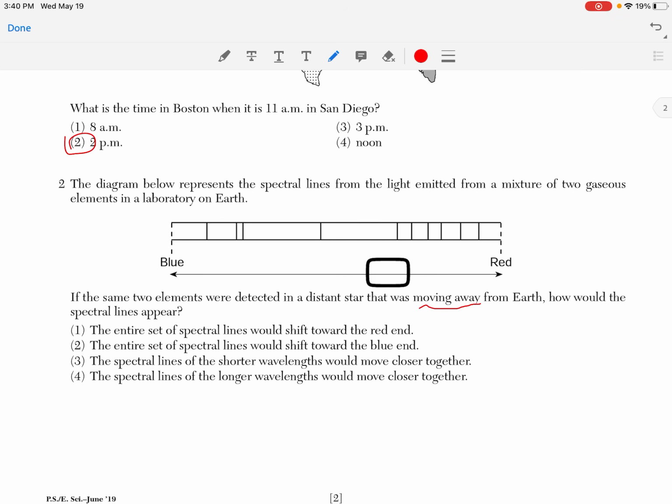And if you remember from class, we said that anything that's moving away is going to be red shifted. In other words, the spectral lines will be shifted towards the red end of the spectrum. And therefore, the answer to this question is quite easy, just based upon remembering red, moving away, and therefore the answer to this question is number 1.